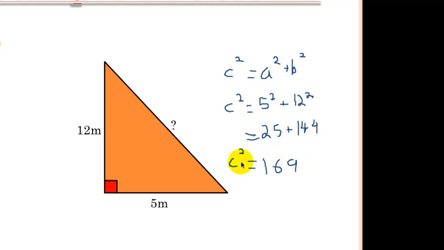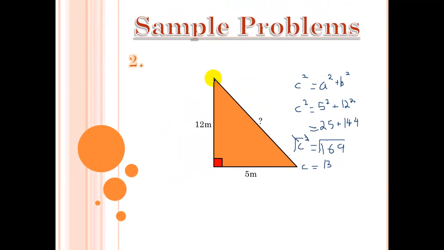But we're not trying to find c squared, we're trying to find c. So what you do is you square root this. When you find the square root, this sign would cancel out this sign, and you'd be left with c. So find the square root of this side, and c would equal 13. So this side length, or hypotenuse, of this right angle triangle is equal to 13. And you must also remember to put in the unit, which is meters.